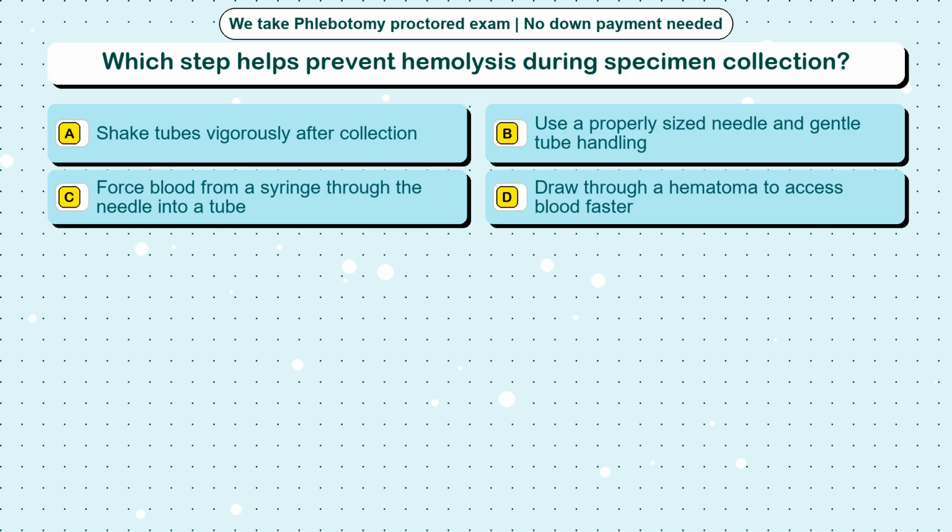Question 76. Which step helps prevent hemolysis during specimen collection? Option A. Shake tubes vigorously after collection. Option B. Use a properly sized needle and gentle tube handling. Option C. Force blood from a syringe through the needle into a tube. Option D. Draw through a hematoma to access blood faster.